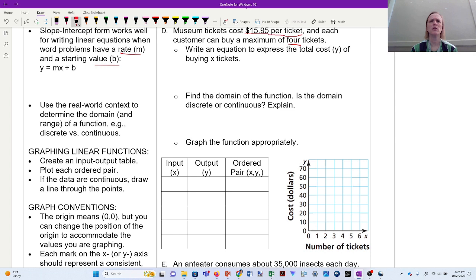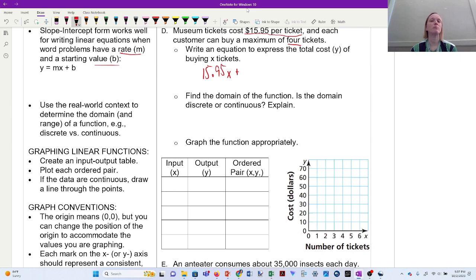So here, museum tickets cost $15.95 per ticket. That's my rate. That's going to be my m value. I'm going to have to multiply that times the number of tickets I actually purchase. And then I need to add in any starting value I have. Now, in this case, there is no booking fee or anything like that.